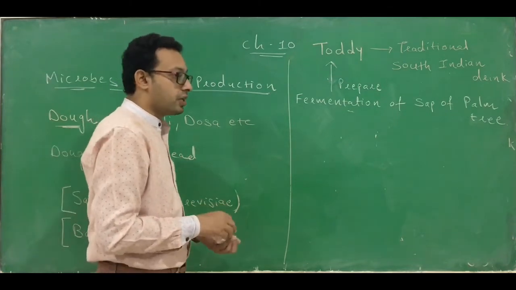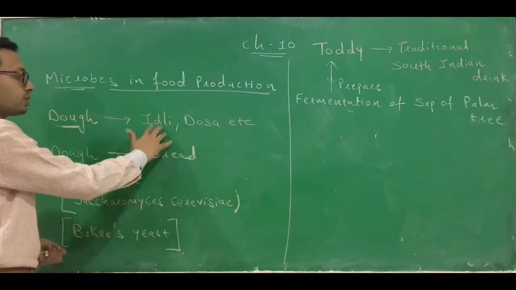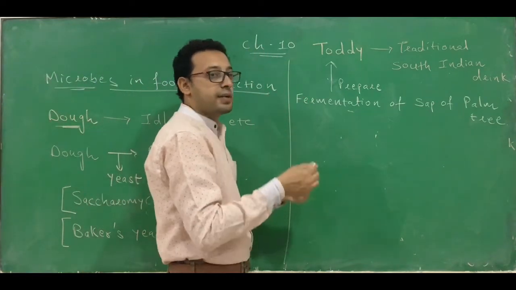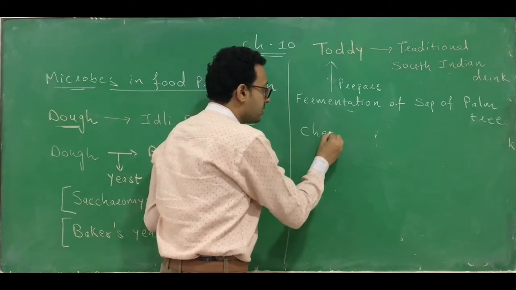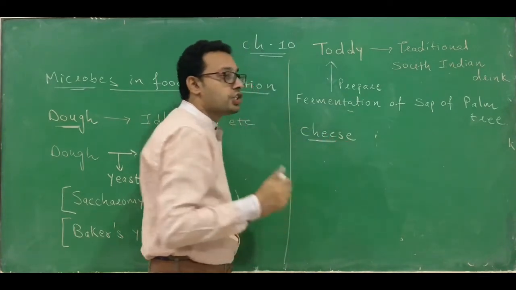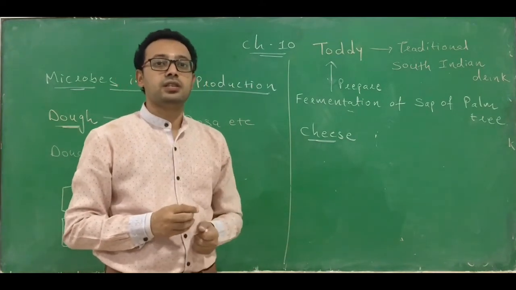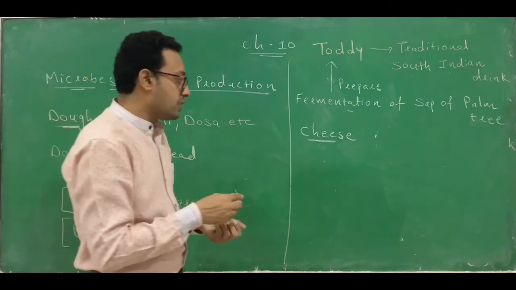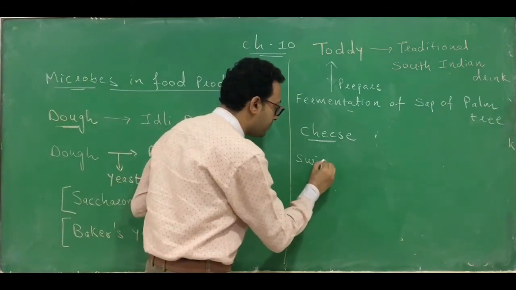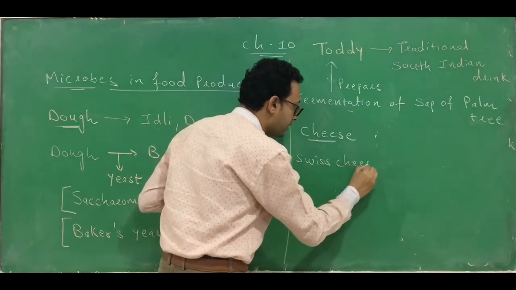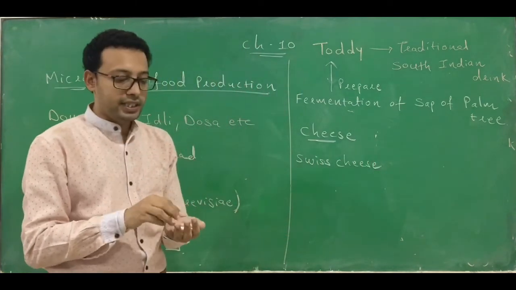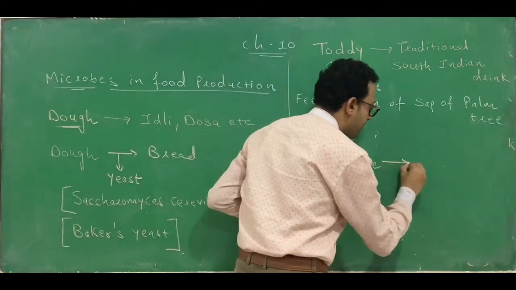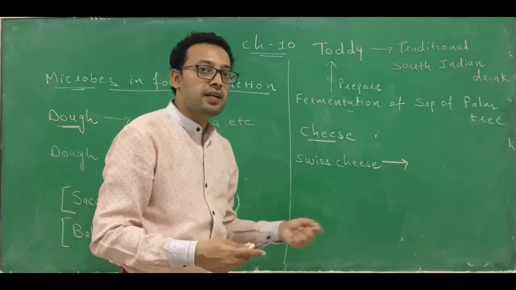Apart from curd, apart from idli, dosa, bread, toddy, we can also prepare one of the famous fermented food products, and that is cheese. Okay, cheese is produced by fermentation. The famous one, the Swiss cheese. This is the very famous cheese from Switzerland. What we commonly call Swiss cheese is prepared by fermentation.